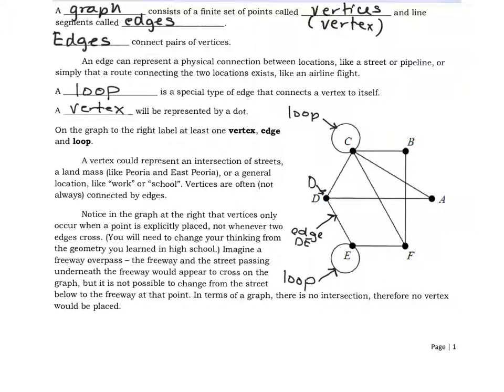You will need to change your thinking from the geometry you learned in high school. Imagine a freeway overpass. The freeway and the street passing underneath the freeway would appear to cross on the graph, but it is not possible to change from the street below to the freeway at that point. In terms of a graph, there is no intersection. Therefore, no vertex would be placed.